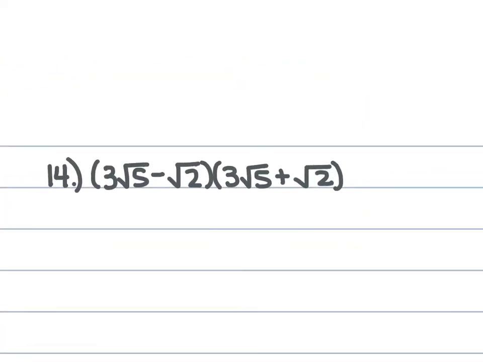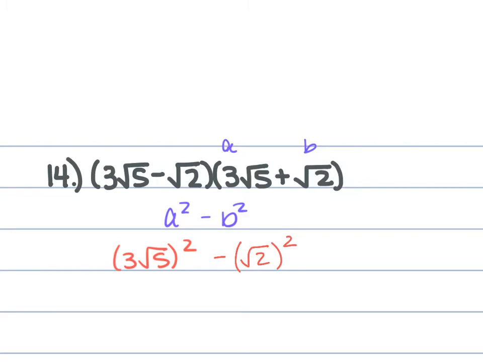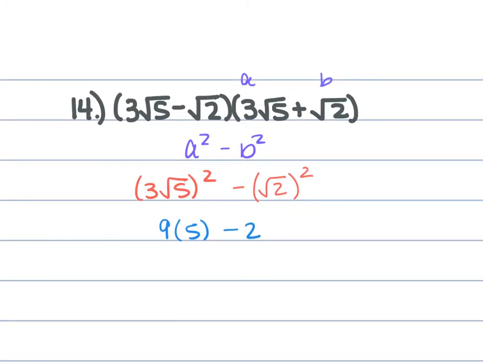For 14, difference of squares once more. So our a is the 3 square root 5, our b is the square root of 2. We're going to use a squared minus b squared. So 3 square root 5 squared minus the square root of 2 squared. From here, we are going to have 9 times 5 minus 2. 9 times 5 is 45, minus 2 is 43.